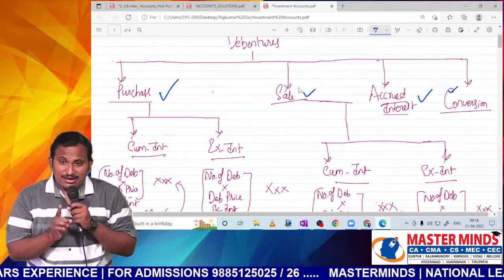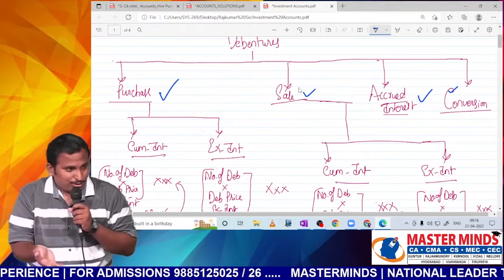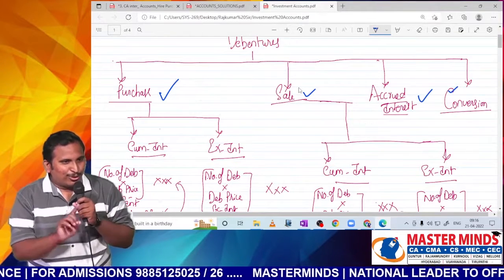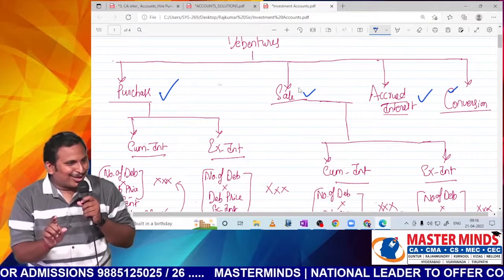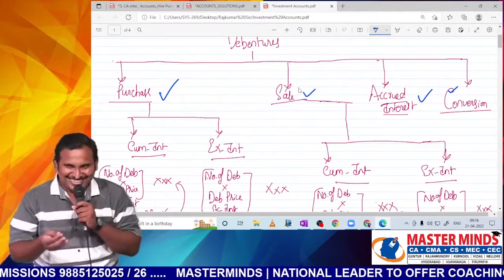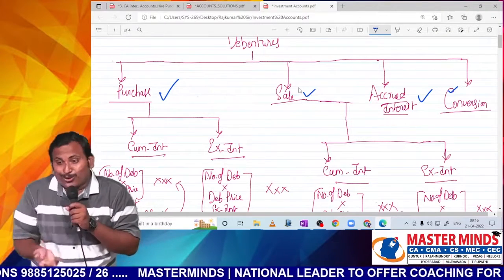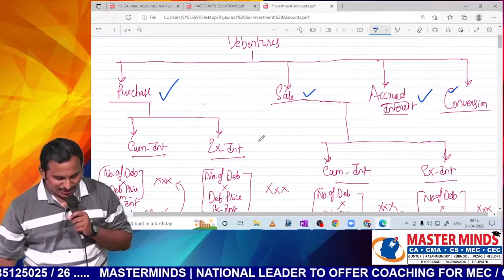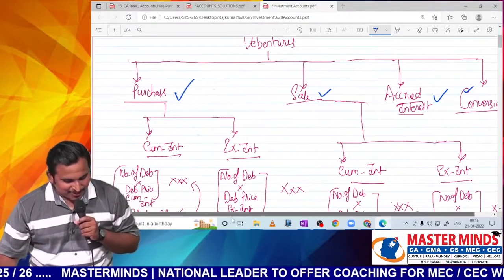Of course, one more is there, interest, not accrued interest, normal interest. But I don't want to insult you by discussing computation of normal interest. Accrued interest is the discussion. Okay, right. Now, let me start with purchase.